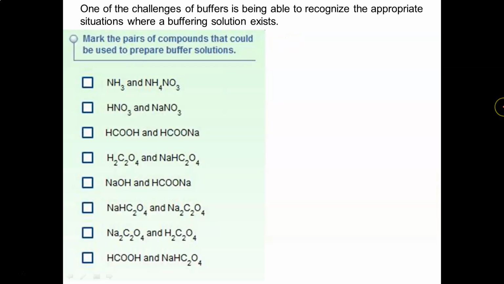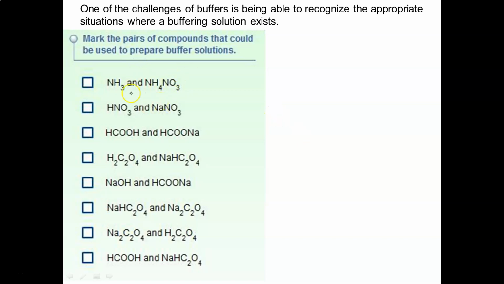Alright, so in this last activity, what I want you to do is identify which of these pairs will form a buffer solution and which ones will not form a buffer solution. Alright, so press pause, and then when you're ready, press play, and we'll identify which one of these is a buffer solution.